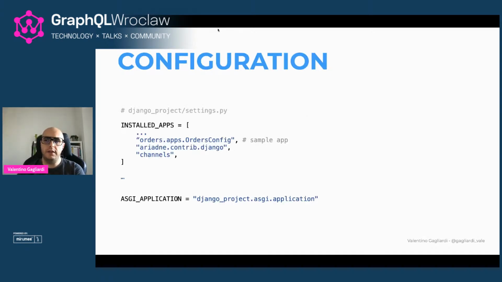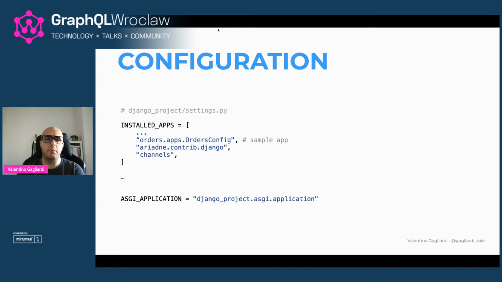To start off, this is how you can configure Ariadne and Channels in your Django project. Now, the goal of this talk is to show you how to use Ariadne, which is a GraphQL library for Python with an integration for Django and other Python frameworks, and Channels, which is a layer around Django which adds support for WebSockets to Django.